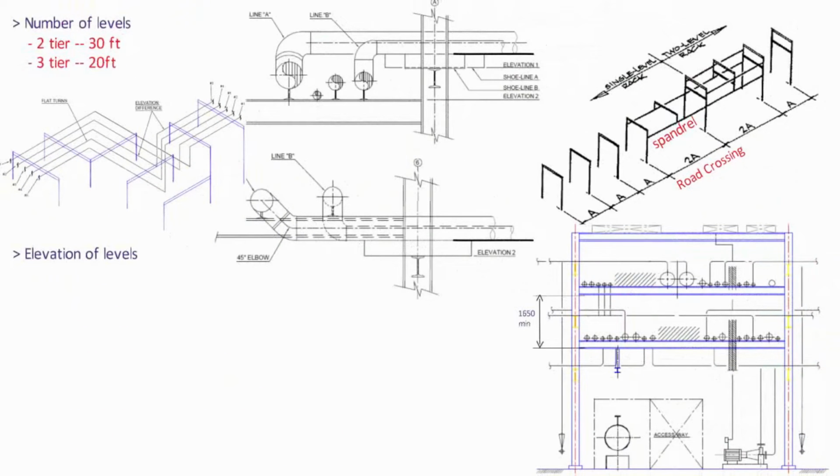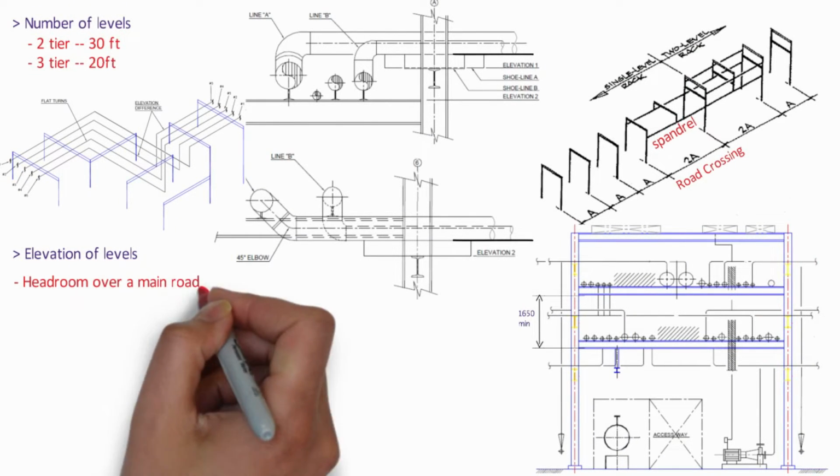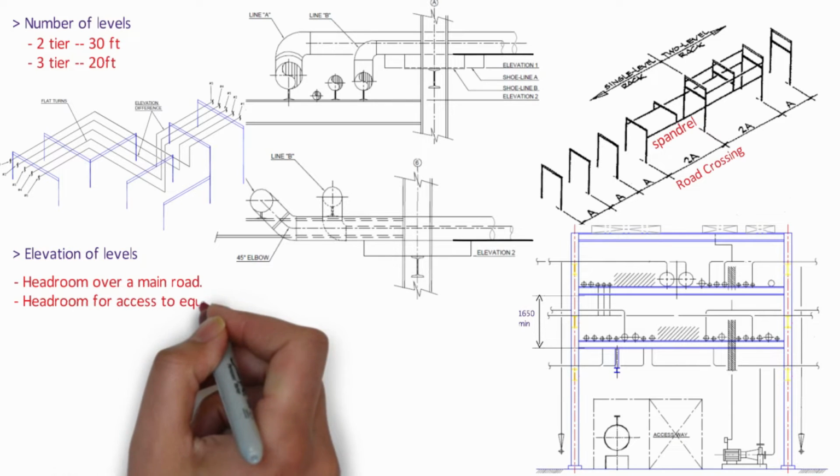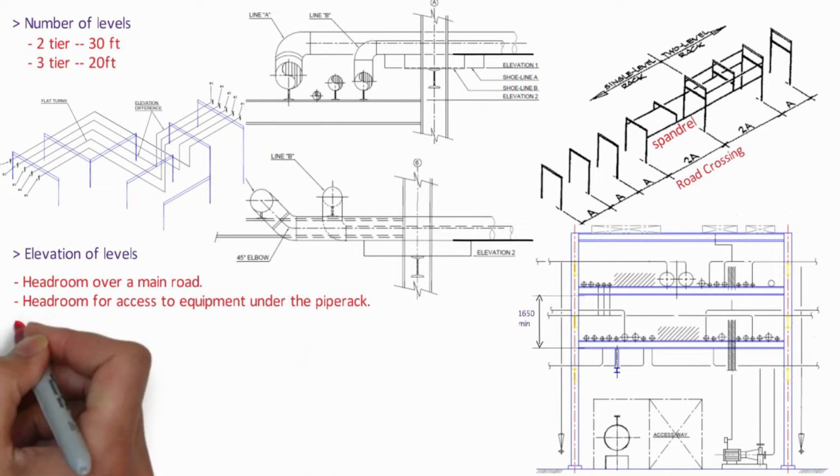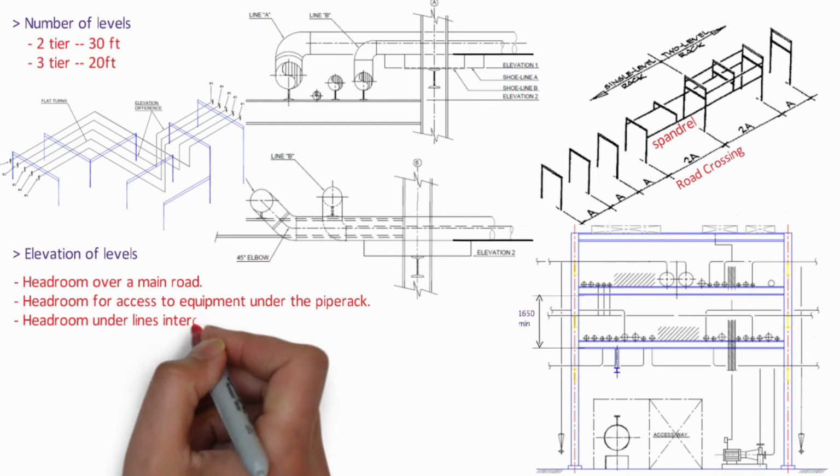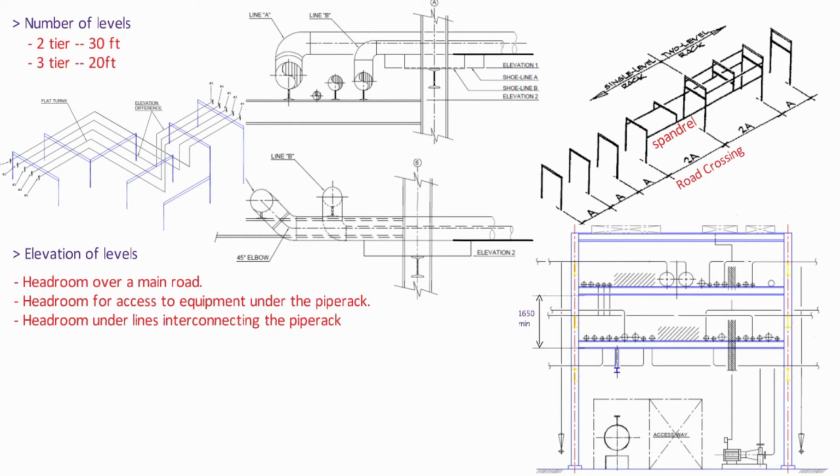The first tier elevation, you can refer this particular typical cross section of pipe rack. Elevation of the rack piping is determined by highest requirement of the headroom over the main road, headroom for the access to equipment under pipe rack, headroom under line interconnecting the pipe rack and the equipment outside the pipe rack.